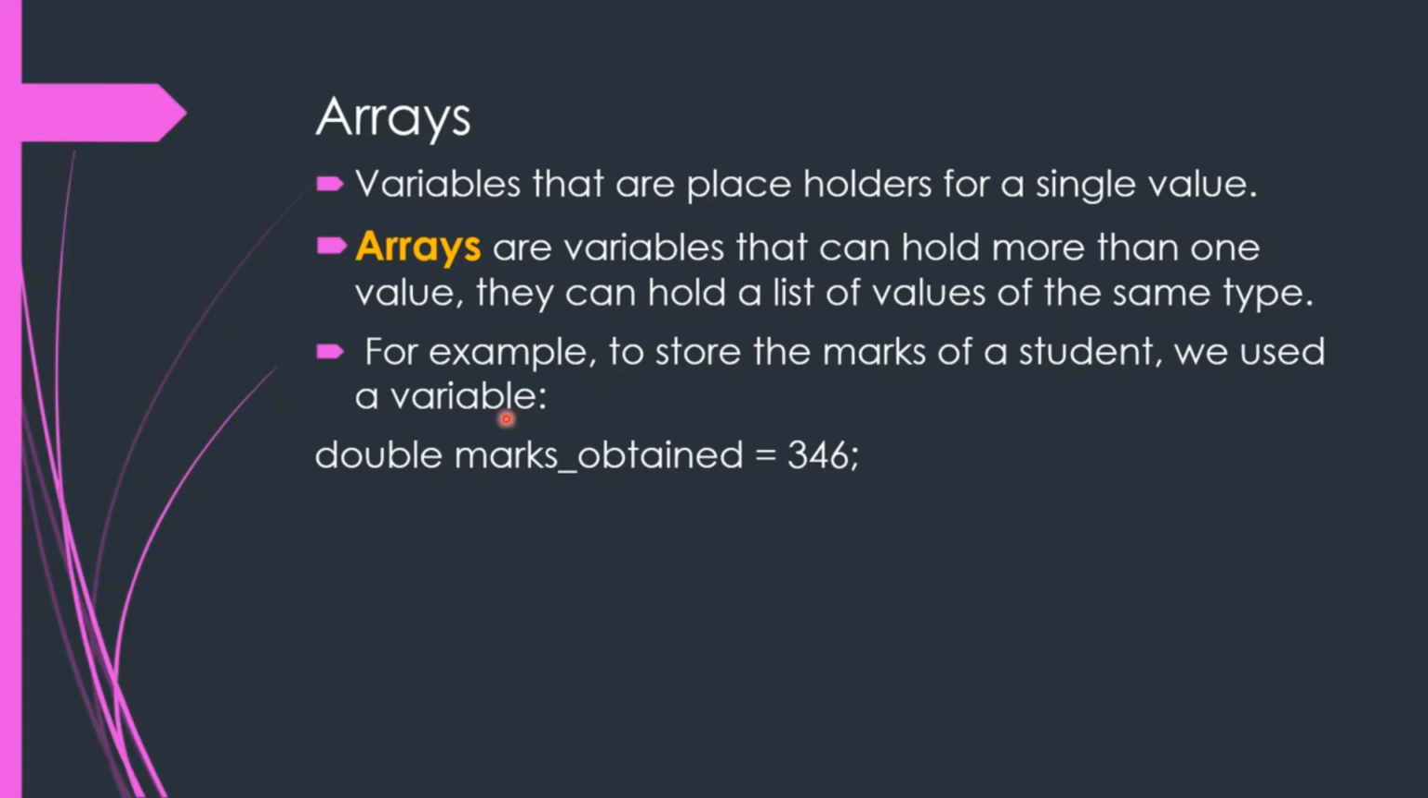First of all, we have taken an example of a variable. Here we want to store the marks of a student. So you can clearly see that here we want a placeholder for only one single value, and here the single value is the marks of a student. So here we have used a variable, its name is marks obtained, its data type is double, and we have initialized it here.